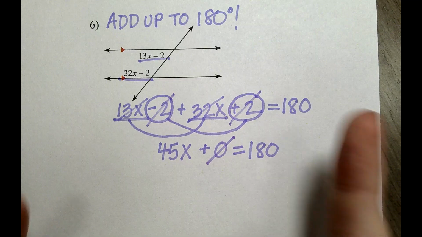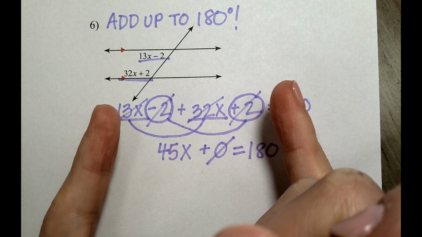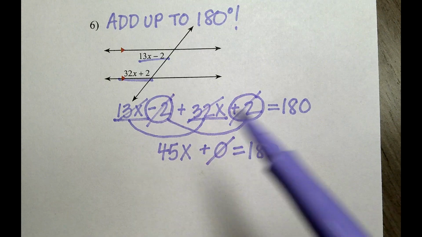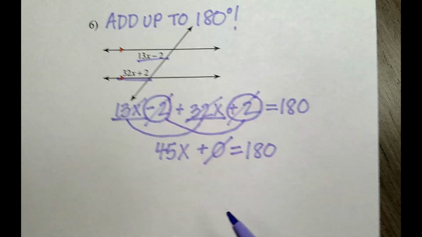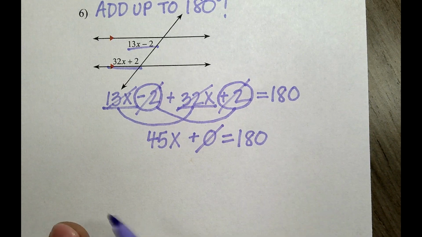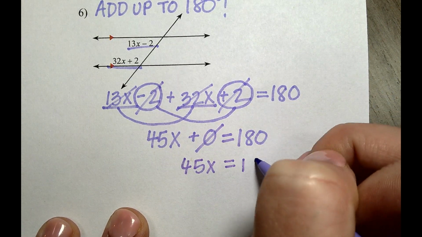Now that's only true if they're on the same side of the equation, that same side of the equal sign, and if those signs are opposite. We have plus 2 and minus 2. Same number, different sign. So really I have 45x equals 180.